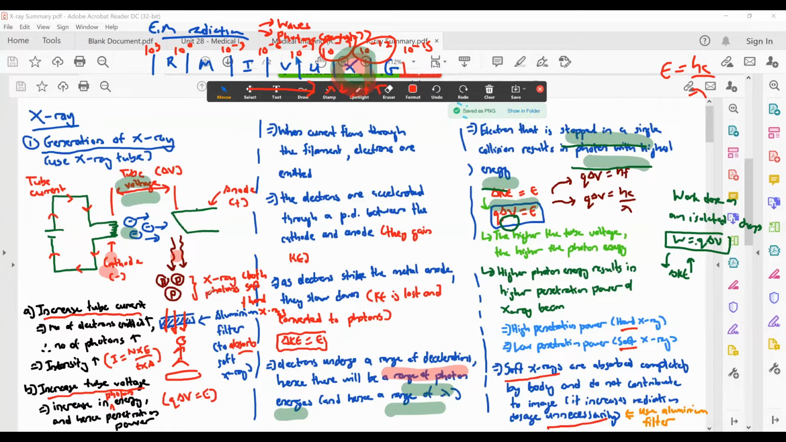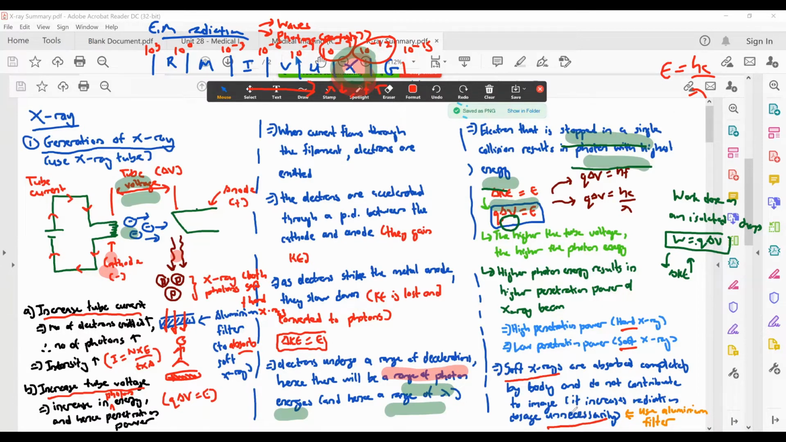So for the X-rays that are incident on your body, soft X-rays are absorbed completely by your body and won't contribute to your X-ray image here. They actually increase radiation dosage unnecessarily. Your X-ray film here is where you get your image. Your soft X-rays play no part in producing an image on the X-ray film. They are just completely absorbed by your body. So they don't contribute to your image, and at the same time they increase your radiation dosage for no apparent reason. So this one here is a health risk.